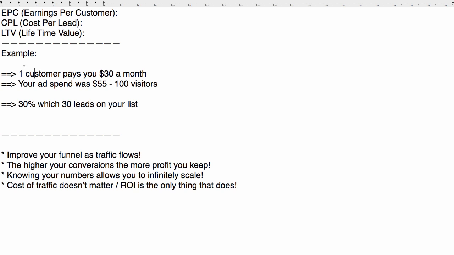So let's look at this example again. You have one customer for a particular company that you're promoting. They pay you $30 per month residually for each customer that you acquire. So you have one customer out of this campaign of 100 clicks that you paid $55 for. Now, that one customer just paid you $30. You can look and say, well, I spent $55 and I only made 30 back.